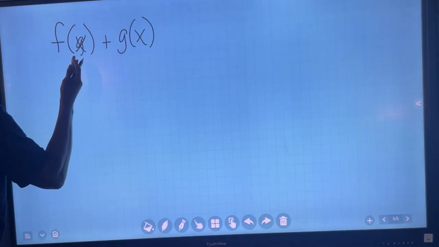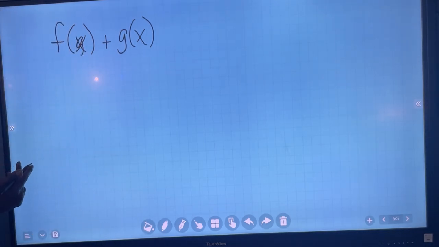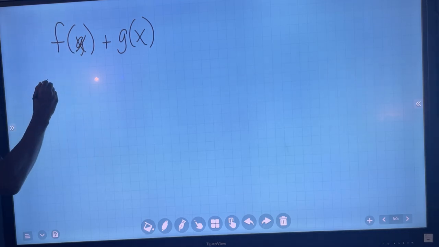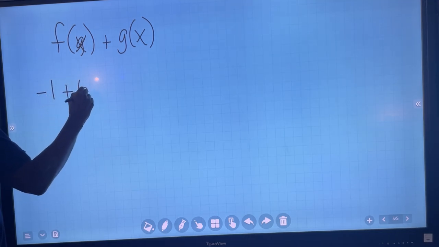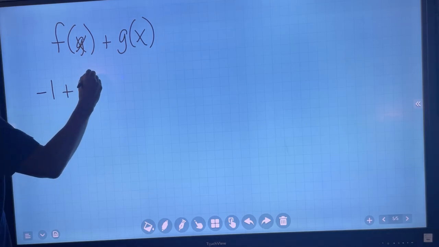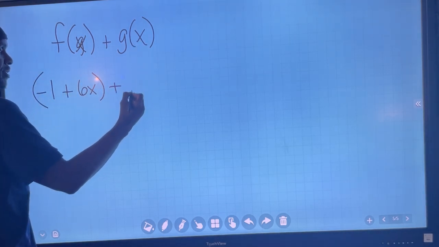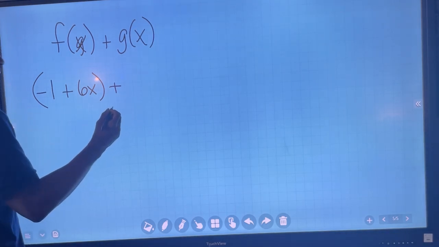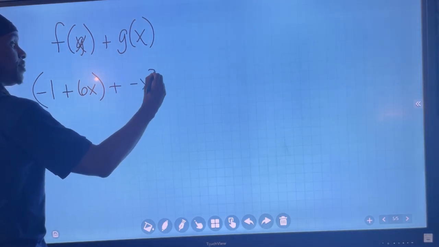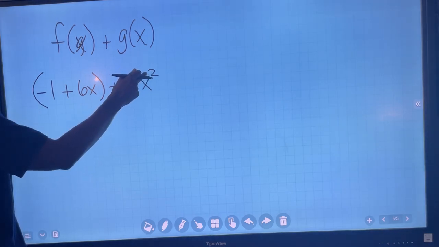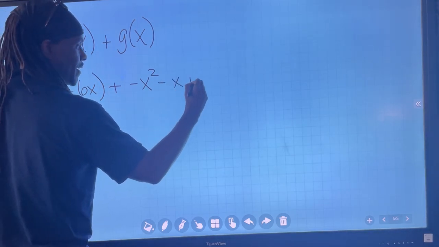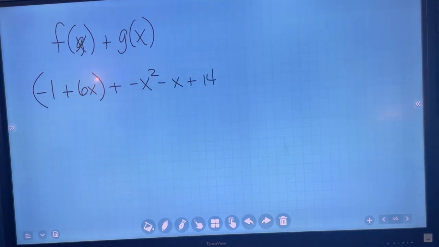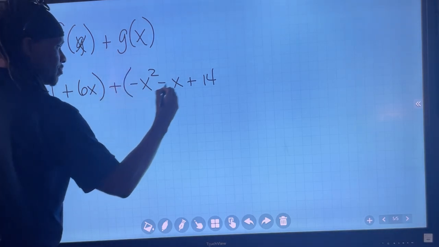So what's the function of f of x? Negative 1 plus 6x. And then you're going to add it to g of x, which is negative x squared minus x plus 14. Like that? Yes. All right, so to solve this, put this in parentheses.